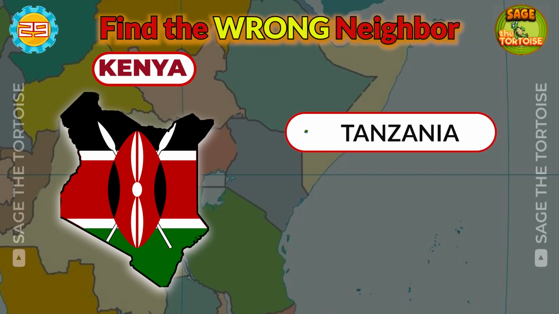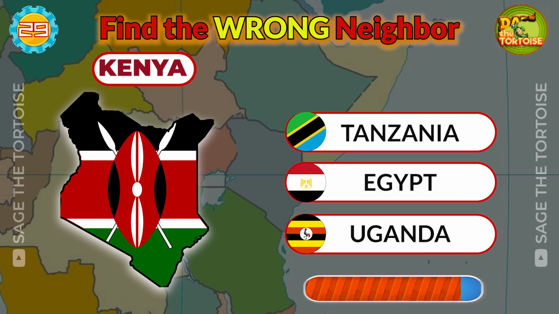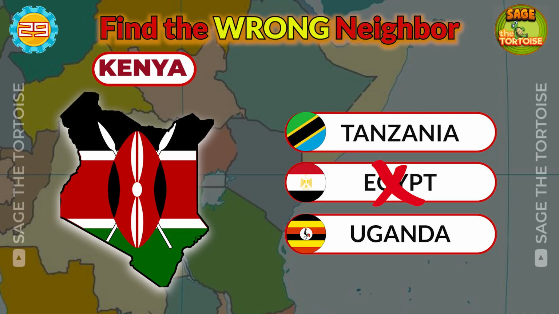Kenya borders Tanzania, Egypt, and Uganda. Which one is wrong? The answer is Egypt.